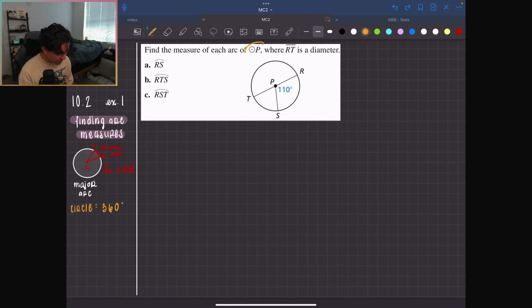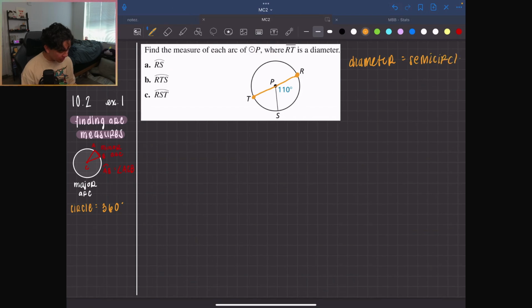First of all, this is circle P, and we can tell that because in the center is point P. So we can call it circle P here, okay? The key here also is to know that segment RT is a diameter, so it starts at R and then ends at T. This is really important to know because if we have a diameter in a circle, that creates a semicircle. So if we have a diameter, then we can automatically assume that there is going to be a semicircle.